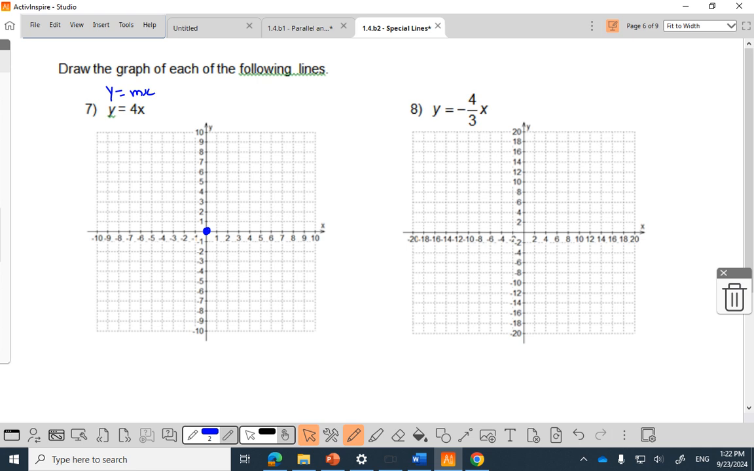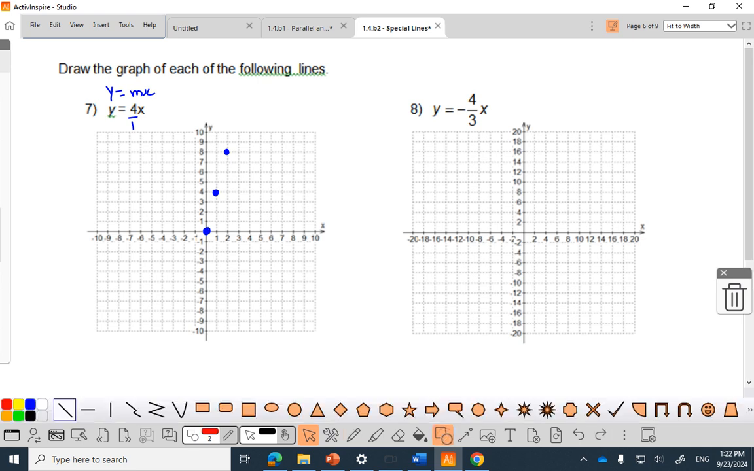What do I got to do with this 4 to be able to see the slope better? Because it doesn't have a rise and a run. 4 over 1. Then I can rise 4, run 1, rise 4, run 1, get out my ruler, and this time I will use the ruler tool. And I think I've got the line in red, which actually works pretty good when I'm on the board here, so you can see that.